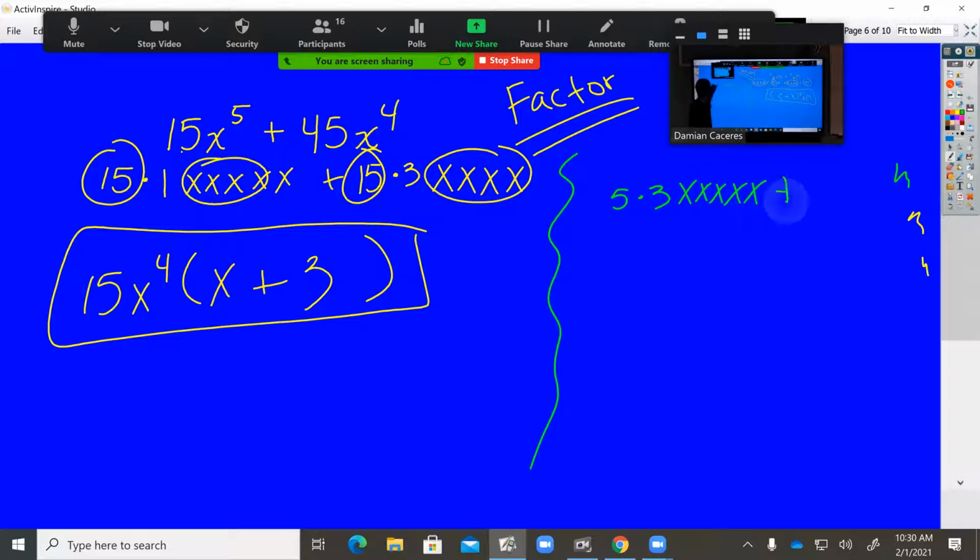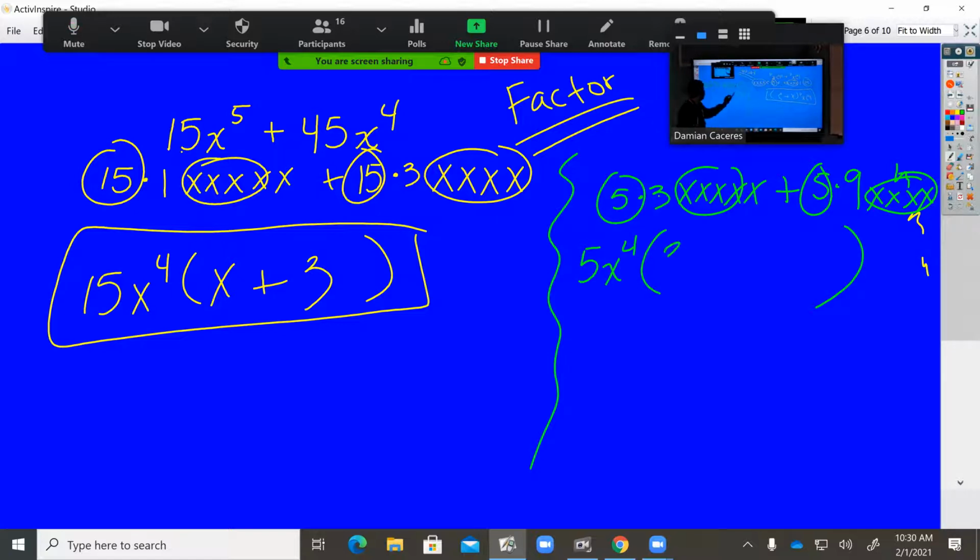5x's, and 5 times 9 and 4x's. So what do they have in common? 5 and 4x's. Are you with me? Pay attention, Alex. So 5x to the fourth comes outside of the parentheses. What stayed in there? 3x. What stayed in the second term? 9.